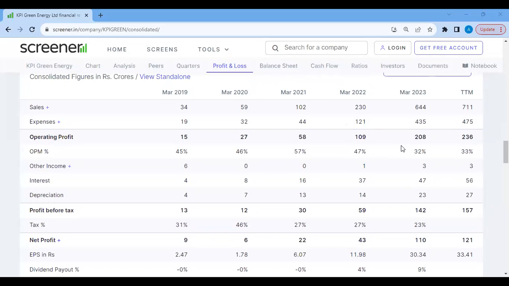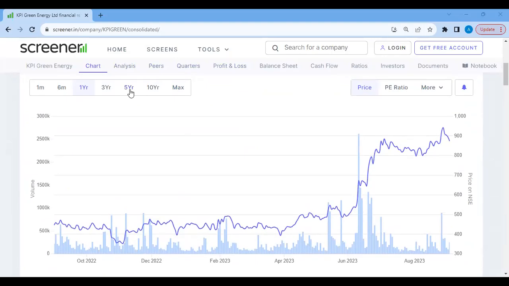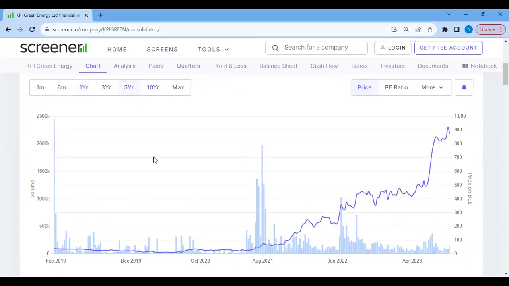Profit बढ़ेगा तो price बढ़ेगा, profit घटेगा तो price घटेगा. ठीक है? Let us see if the company is increasing its price or not. Can you see the price increase, yes or no? From 10 rupees to 900 rupees.